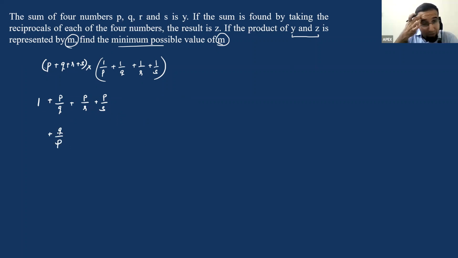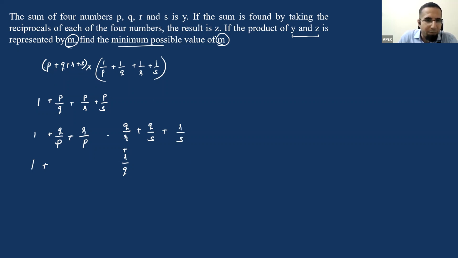Similarly, q into 1 by q will give you 1 here. Q into 1 by r, let me write this as q by r. And then I have q by s. Now let's go with r. R into 1 by p gives me r by p. Clear? R into 1 by q gives me r by q. So just keep on adding all of them, just writing it in pairs. R into 1 by r will give you 1. And r into 1 by s will give you r by s.